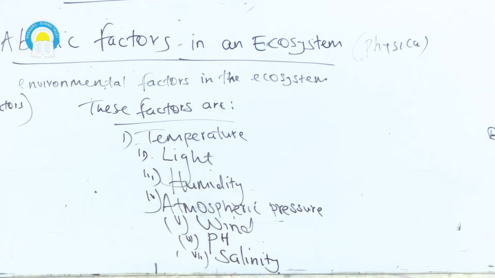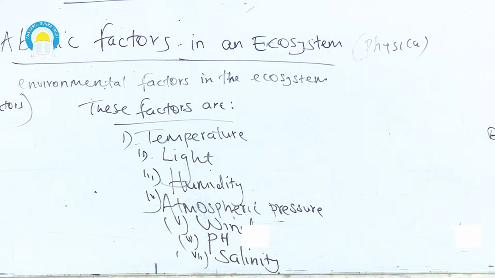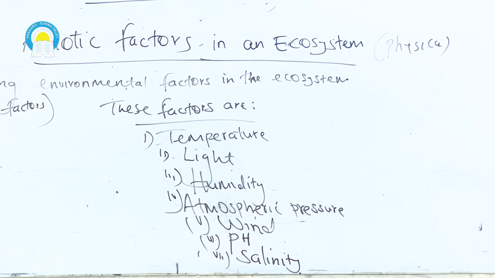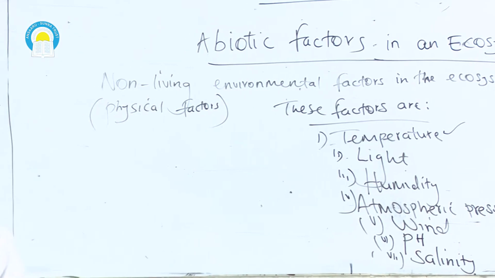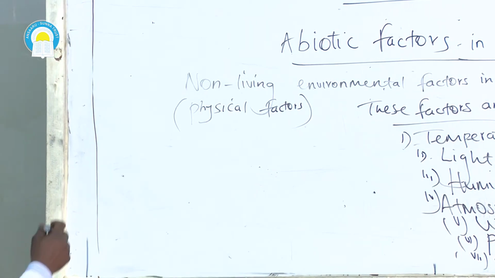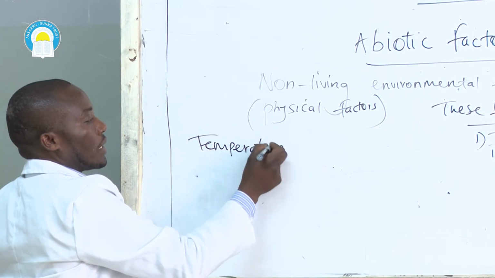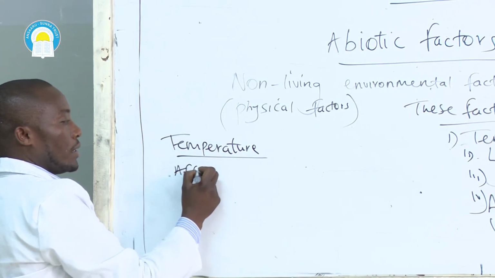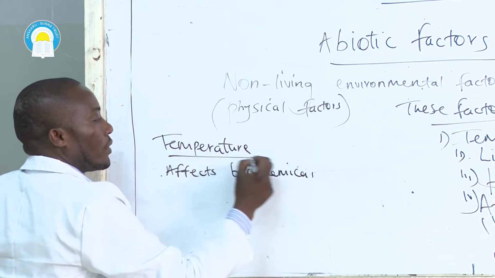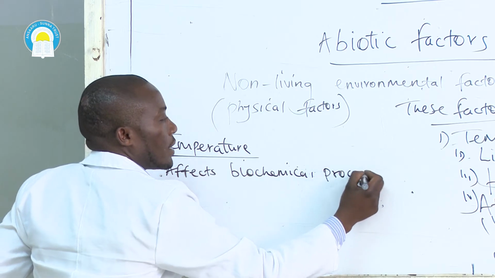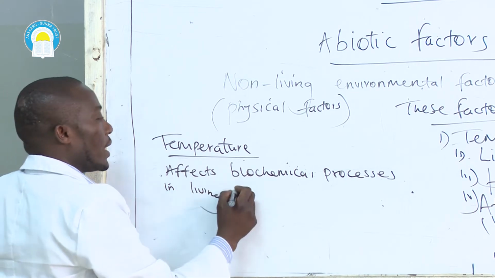How do these non-living environmental factors affect the distribution of living organisms in an ecosystem? Let's start with temperature. Temperature normally affects biochemical processes in living organisms.